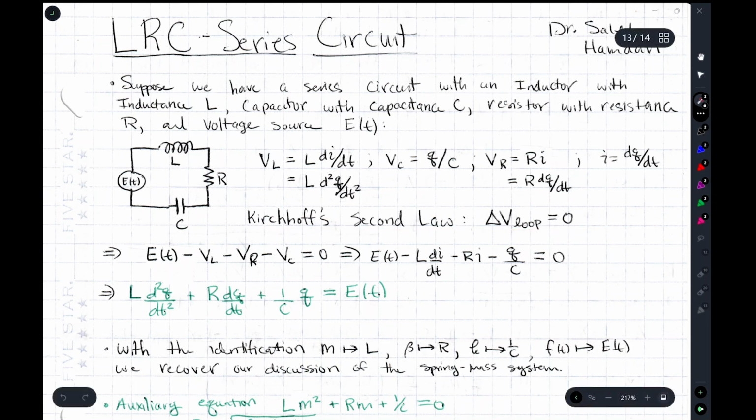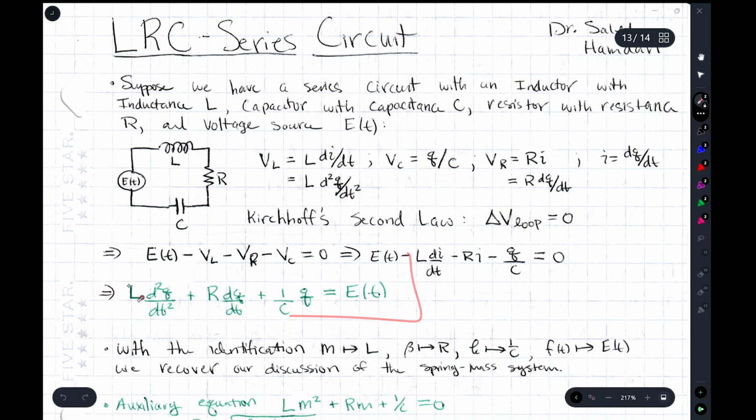Now Kirchhoff's second law tells us that the potential difference across any loop in a circuit is equal to 0. So if we go across this circuit, we get a potential difference E of t from the source minus VL minus VR and minus VC, and then that's one loop, and so we get this equation here. And plugging in the relations for potential across these elements of the circuit into our equation, we get this right here, and then moving the negative terms to one side, we get this, okay?